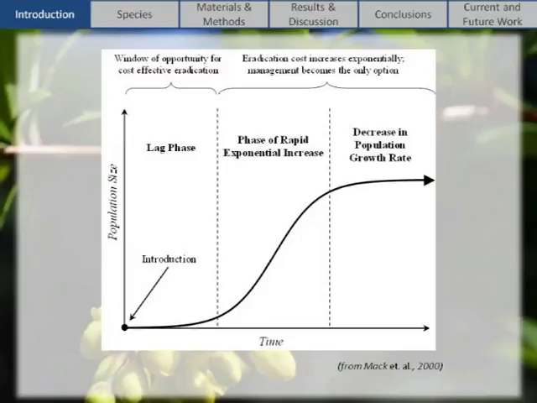Now all species follow a general trend, all invasive species at least, whereby when they're introduced they have a low population size and then they are in what we call the lag phase, after which they reach a phase of rapid exponential increase and eventually they level off in population growth as they reach the geographical bounds of their new habitat. Now it's in this lag phase that we really have a window of opportunity to cost effectively eradicate these species, and it's exactly here that we must act.